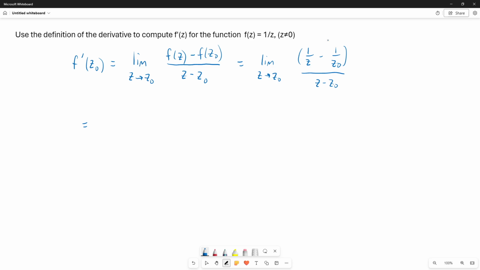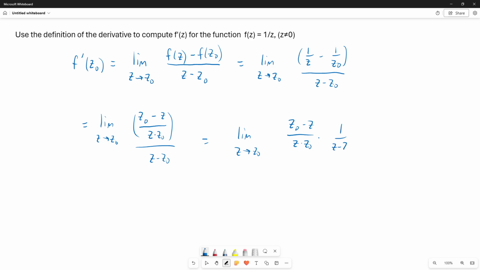Now just a little bit of algebra. We will subtract here. Limit z goes to z0. The subtraction is z0 minus z over z times z0. And then we have to divide by z minus z0. And that's z0 minus z over z z0 times 1 over z minus z0.